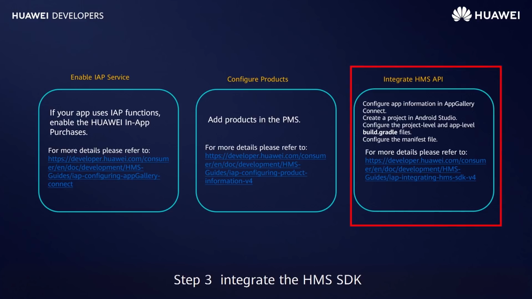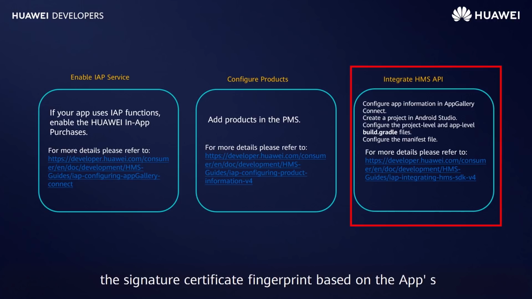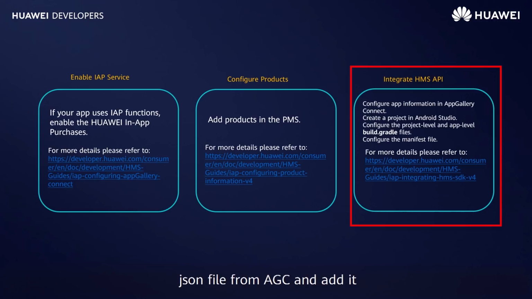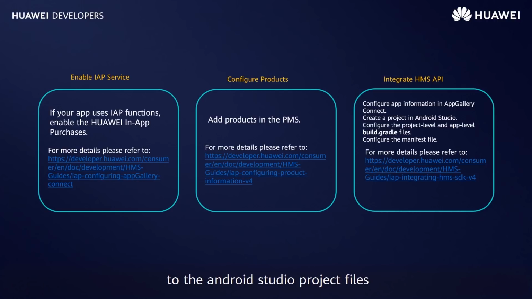Step 3. Integrate the HMS SDK to your own Android Studio project. It includes configurations of two build.gradle files in project and module, and two AGC-related configurations. 1. The developer needs to generate the signature certificate fingerprint based on the app's signature file to verify the authenticity of the app when calling the cloud capabilities via Huawei HMS SDK. 2. Download the AGC Connect Services JSON file from AGC and add it to the Android Studio project files. More details about the steps can be seen in the following official website of Huawei Developer Services.